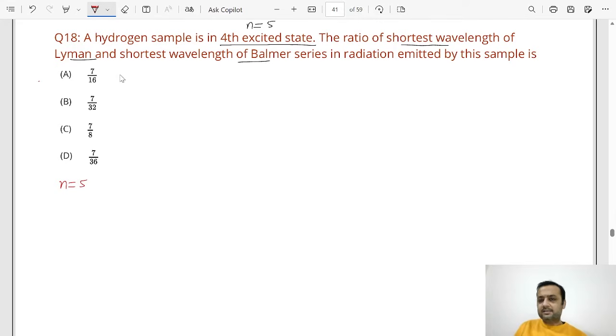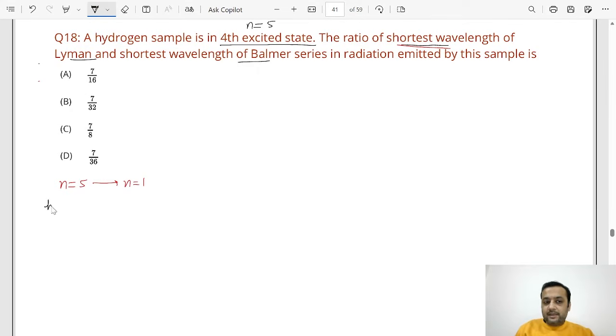So the question is saying that suppose in any atom, what can be the shortest wavelength of Lyman? Shortest wavelength of Lyman means highest energy, because minimum wavelength means highest energy. So highest energy will happen if the electron jumps from n equals 5 to n equals 1 directly. Lyman means the final state should be 1, and the jump should happen from 5 because of the requirement of shortest wavelength, which means highest energy. Let's call this wavelength lambda 1.